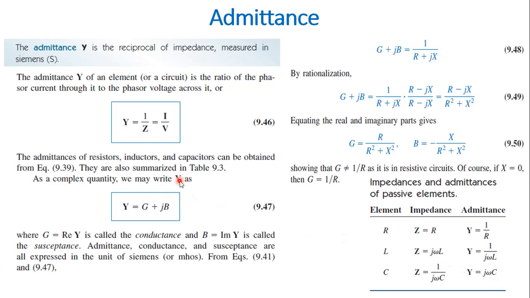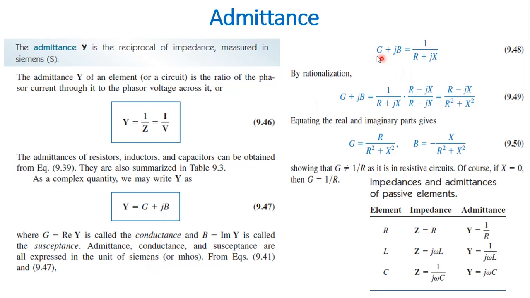Now admittance is again a complex quantity which can be represented as a complex number. Y is equal to G plus jB, where G is the real part of this complex number Y, called the conductance, and B is the imaginary part, called the susceptance. Admittance, conductance and susceptance all have the unit of mho or Siemens.